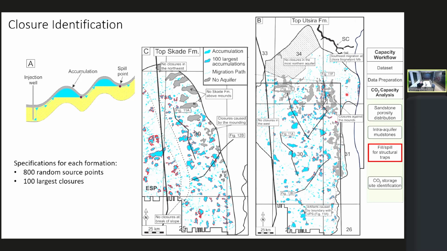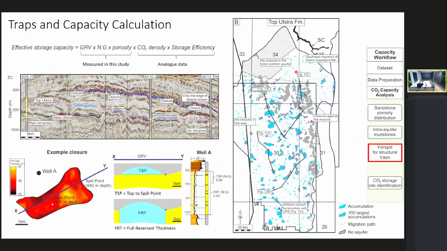So we identified the closures. We wanted to work out the static storage capacity, just using a simple equation. So here is the effective storage capacity. For each closure, we could measure individually the GRV, gross rock volume, net to gross, and porosity. Then we used analog data for the CO2 density and the storage efficiency.